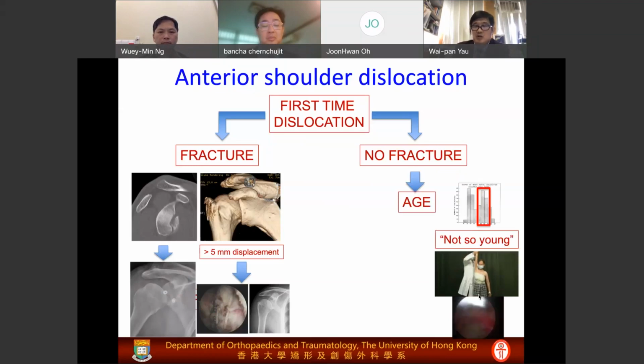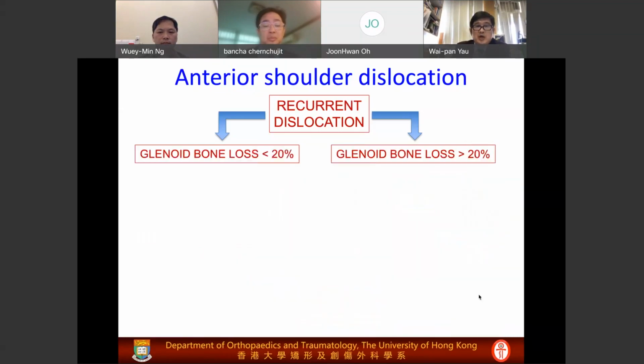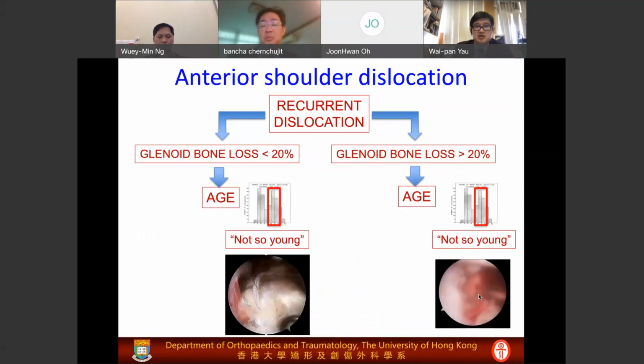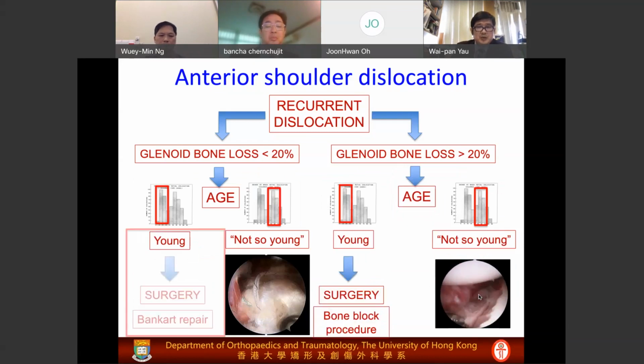You can see the not so young patients who mainly have rotator cuff problems. Benchai will probably tell you how to manage it. For me, for a young patient, we'll do a bone cut repair. If it's a recurrent shoulder dislocation, once again, the dividing line is the glenoid bone loss. If it's a significant glenoid bone loss, then I will do a bone block procedure, both for the young and the older age group patient. But if it's less than 20% for the young patient, I will do a bone cut repair.